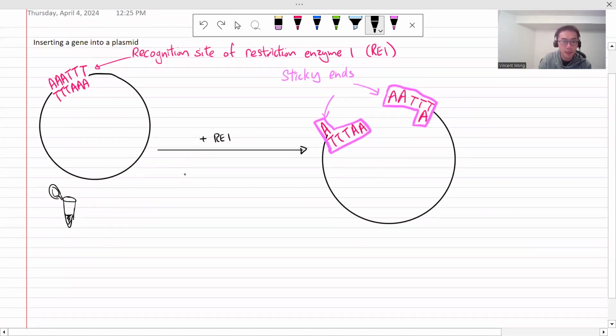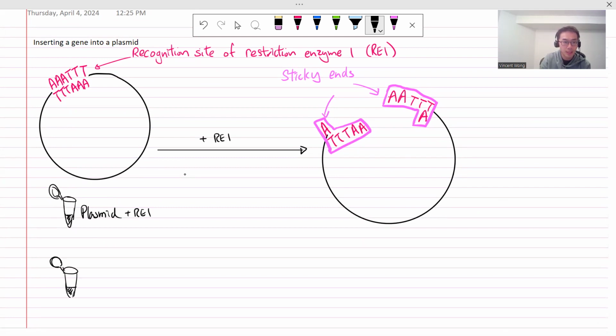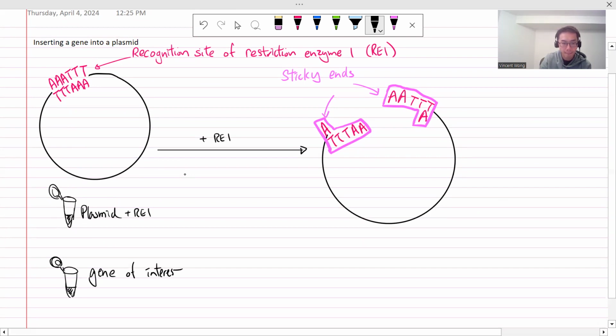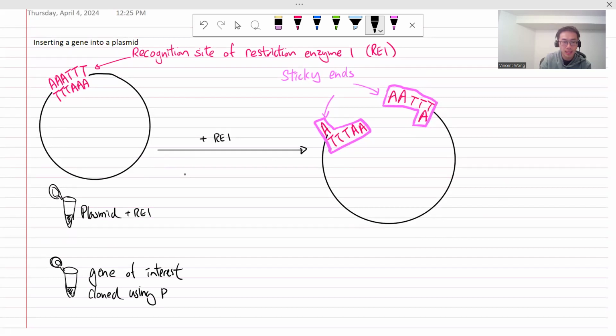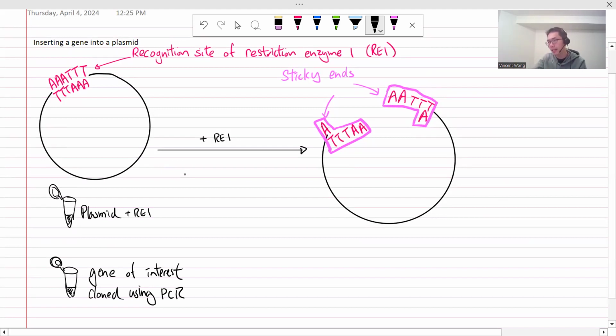Okay, so we have a tube here with a plasmid with restriction enzyme 1. And now we're going to have another tube here. This is from the PCR. This contains the gene of interest, cloned using PCR. You've copied it many, many times already.